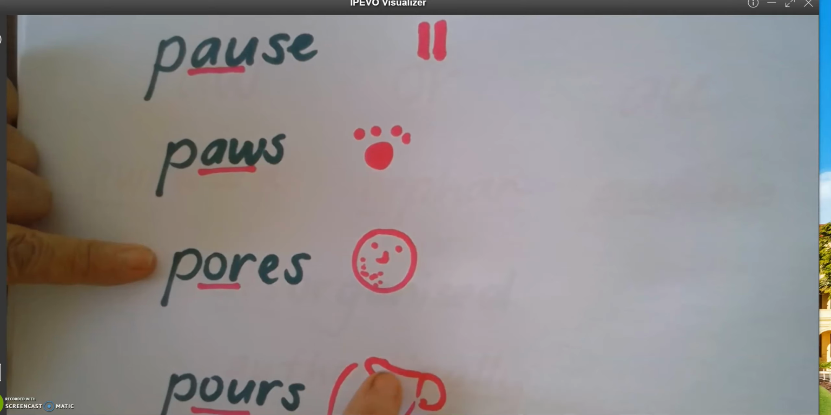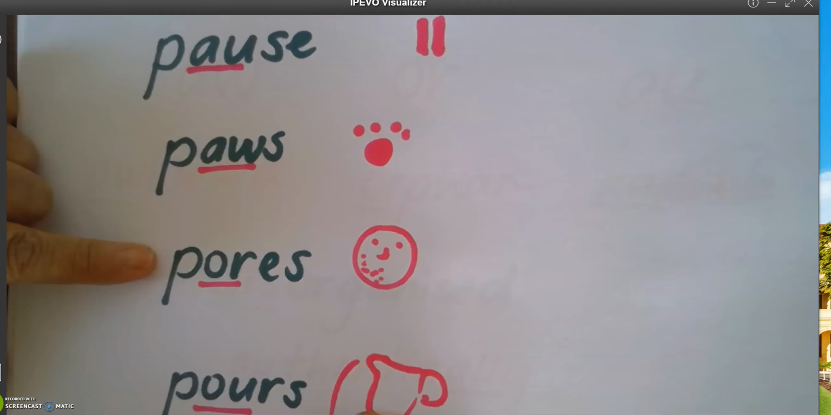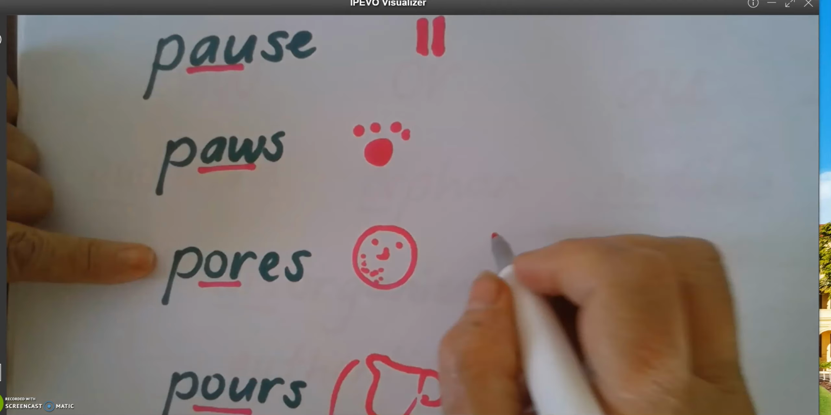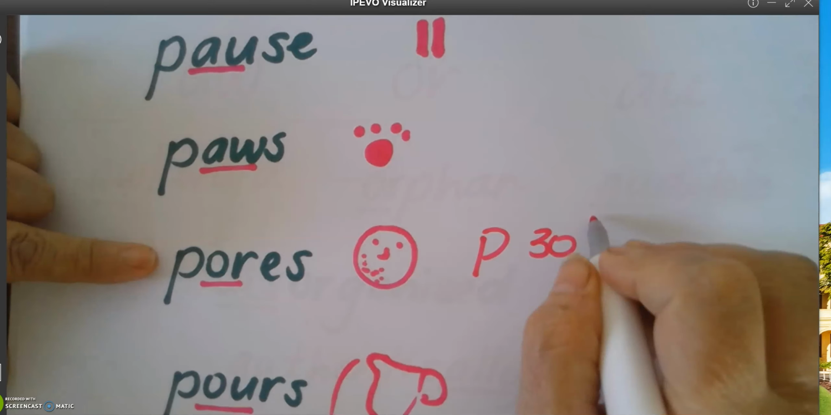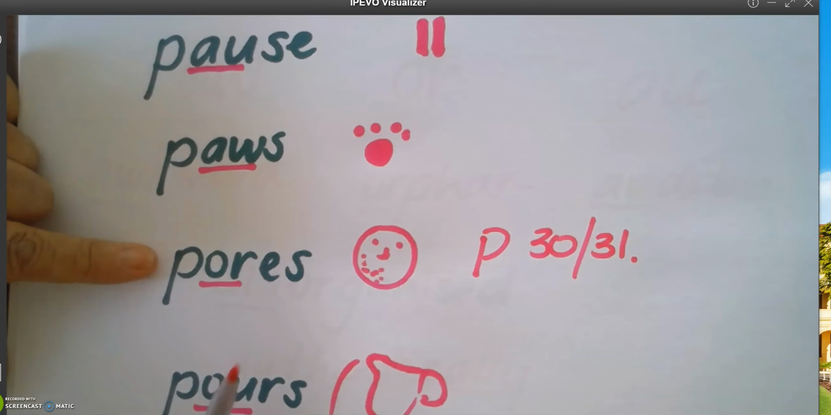You're going to be asked to do that in your spelling rules, pages 30 and 31. So you can go ahead now and do the spelling activities, finding the graphemes in those words. Good luck. Bye.